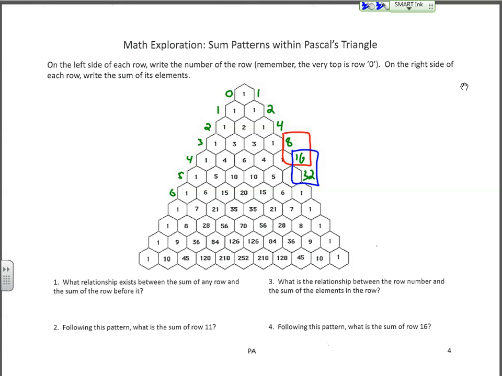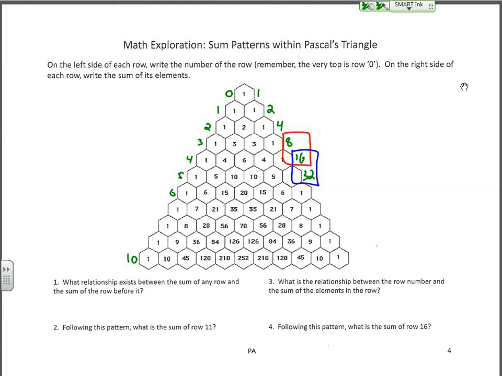Question 2, following this pattern, what is the sum of row 11? So you go all the way down to row 10, right? And once you identify the pattern of the sums as you go down the triangle, you can then predict, without having to actually draw it out and add them all up, because the numbers start to get pretty large here, what's the sum of that next row going to be using that pattern?